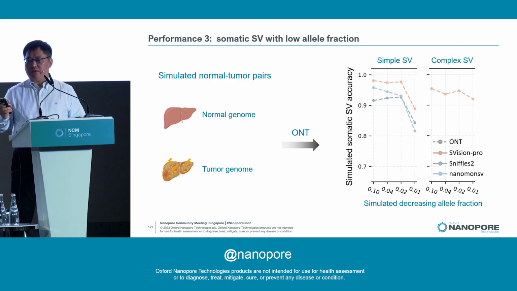Okay, the most challenging part, of course, is the somatic structural variations with extremely low allele fraction. You can see that, as expected, if we decrease allele fraction, all the callers become less reliable, but our approach still performs pretty well here.